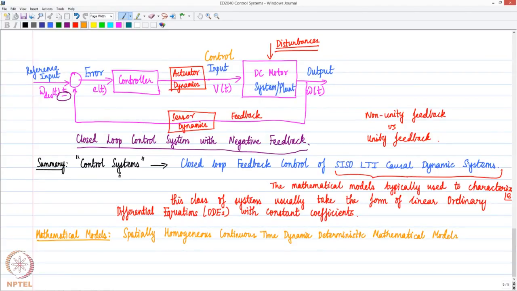So, in summary, what we are going to do in this course is closed loop feedback control of SISO LTI causal dynamic systems using spatially homogeneous, continuous time, dynamic, deterministic mathematical models. That is what we are going to learn how to do in this course. What we would subsequently do is have a brief recap of the mathematical background required to do this analysis. It is assumed that some mathematical courses have already been completed before one comes to this course, particularly courses on complex variables, ordinary differential equations and Laplace transform. So, we would quickly recap some of these tools and then move forward. So, that is going to be the plan of action. Thank you.